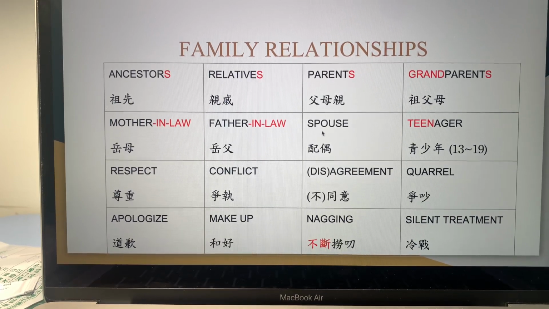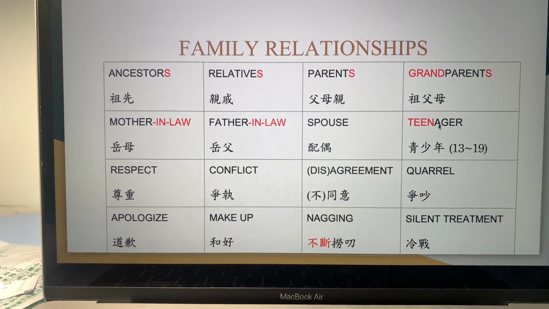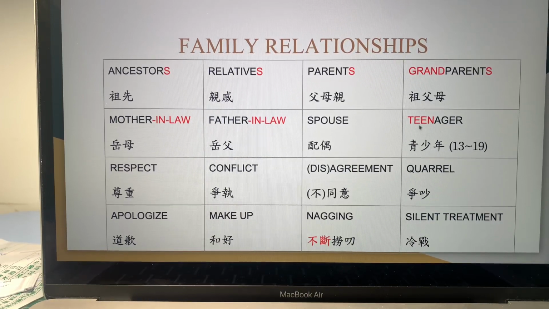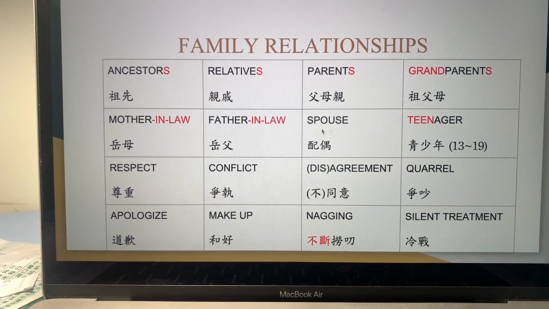Next one is spouse, 配偶, and teenager, teen, age, and er means the person, right? So, teen means 13 to 19, because from 13, they have a teen in there, up to 19, they have a teen in there. So, teenager, 13 to 19, 的青少年.